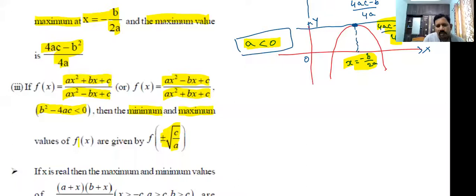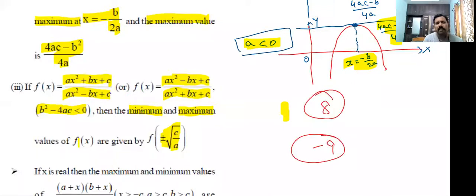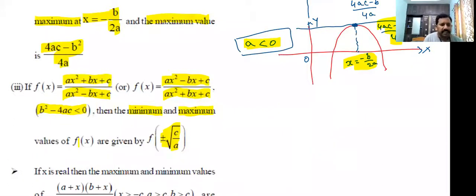Suppose you got the answers 8 and minus 9. This is the maximum value, this is the minimum value. Yes or no? If you have any doubt, by observing the numbers you can decide. Okay, but remember this shortcut formula. Here there are two conditions: the discriminant is less than 0, and the given expression is in the form like that.